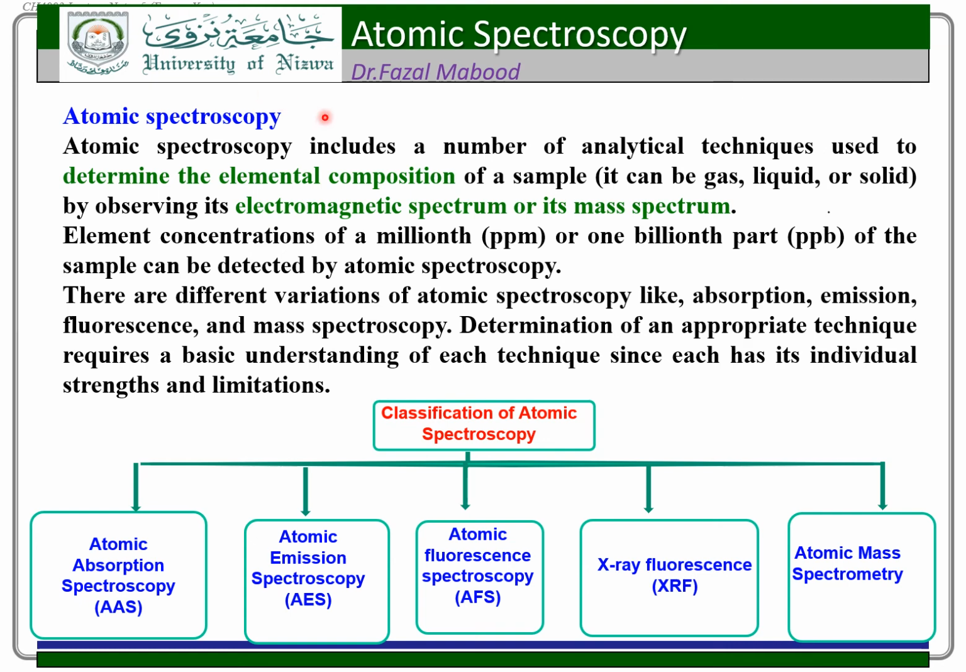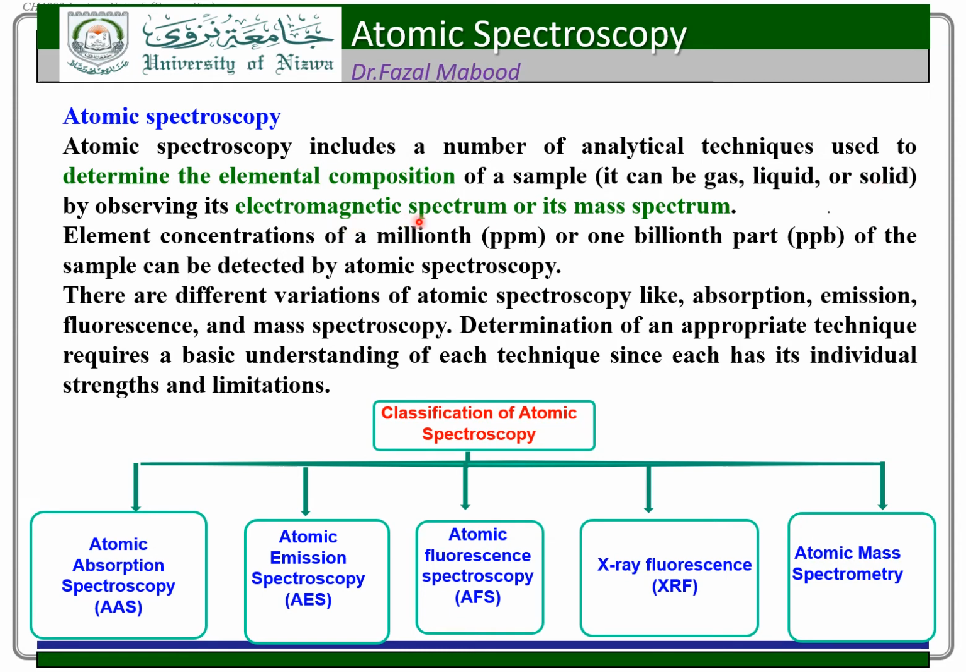Atomic spectroscopy. In case of atomic spectroscopy, the light interacts with matter and the matter exists in the atomic form. Atomic spectroscopy includes a number of analytical techniques used to determine the elemental composition of a sample. A sample may be in gaseous form or in liquid form or in solid form.